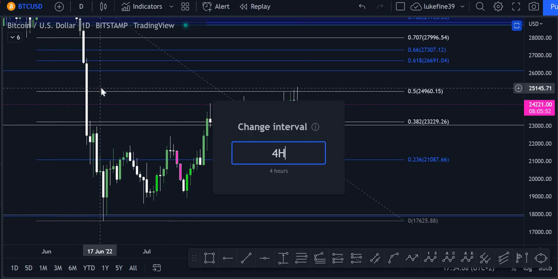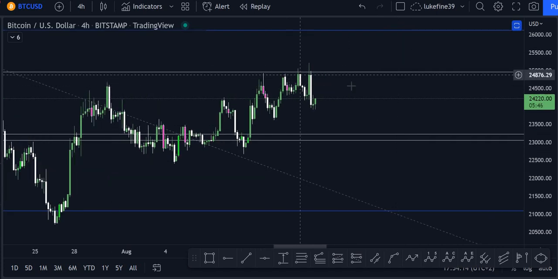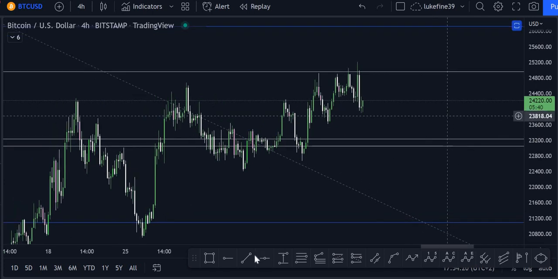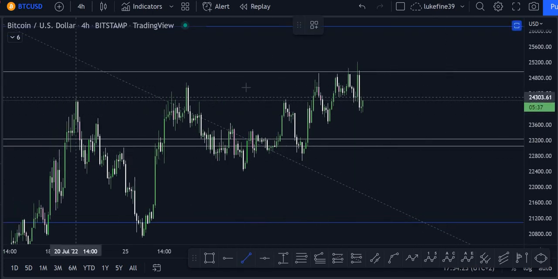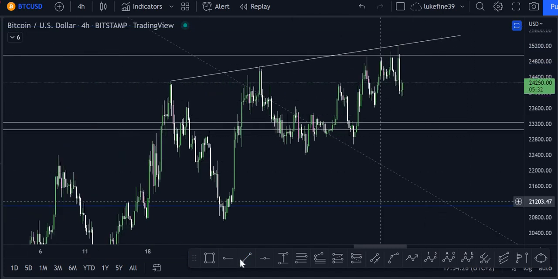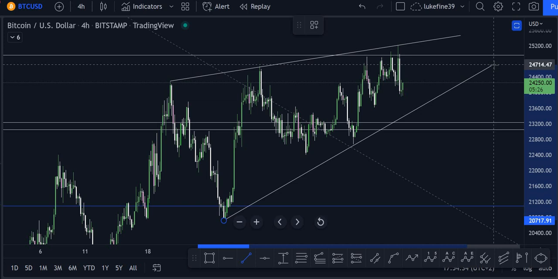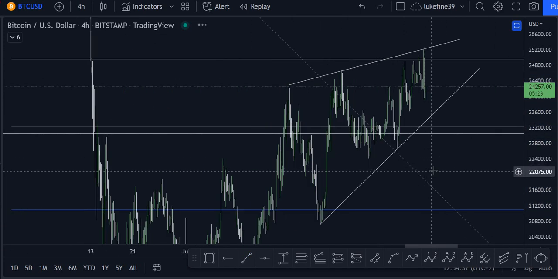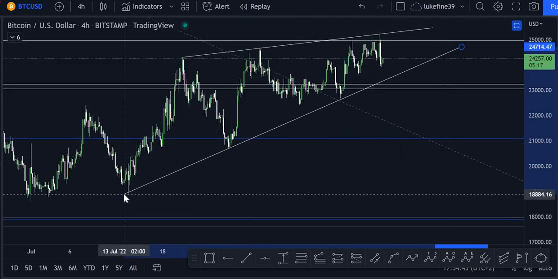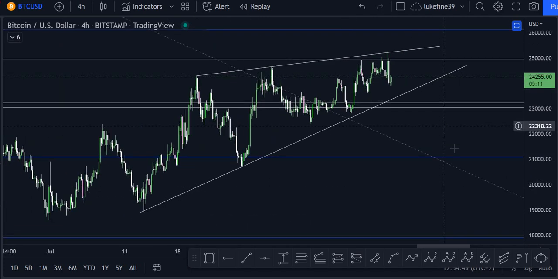Okay, let's go to the 4-hour. In the 4-hour we can see multiple top rejections from this resistance. We can take some kind of a pattern. We can take this, okay, like that, and we can even maybe take it like this, like that, let's say, some kind of a wedge forming. We can even push it down to here. Yeah, this works. Okay, so we have these trend line markings.